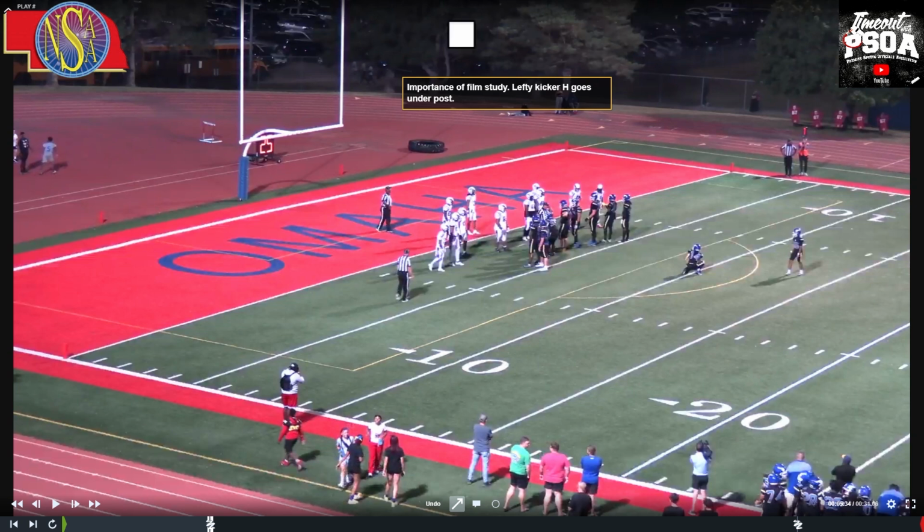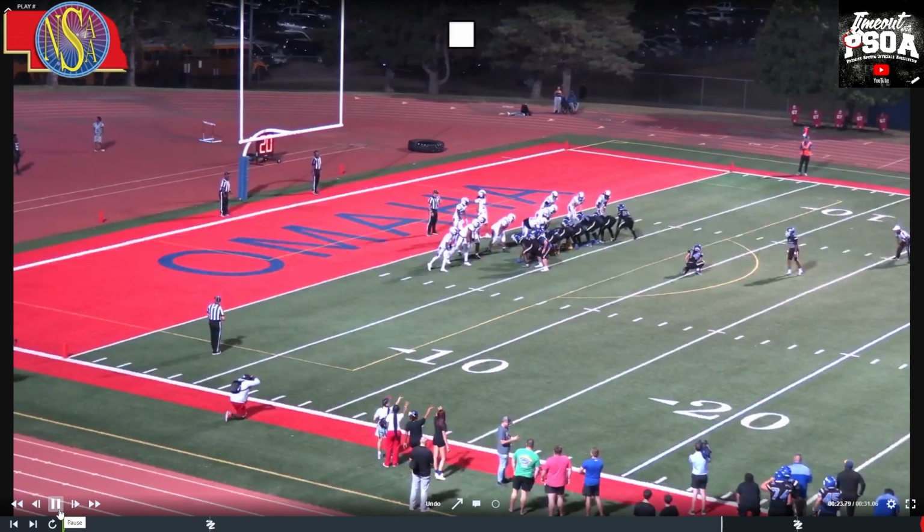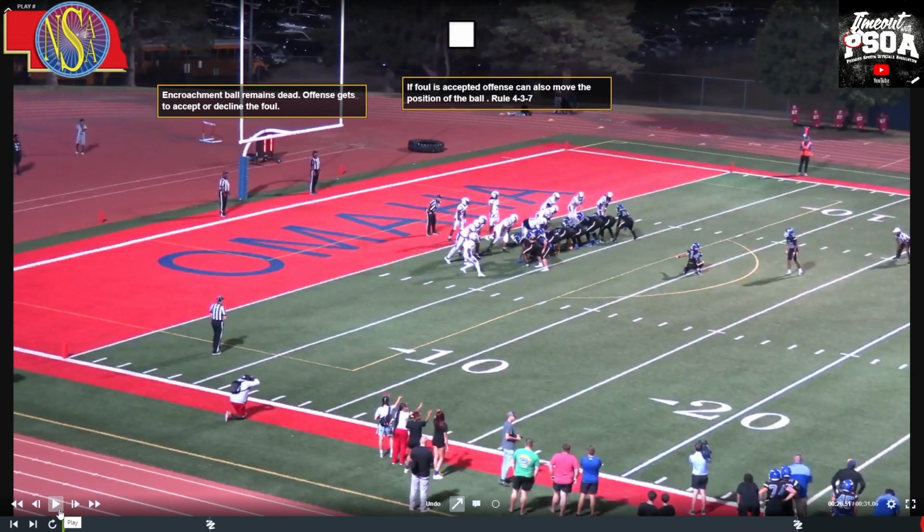So we see that the pass interference penalty was not enforced on the kickoff. So that's telling me it's going to be enforced on the free kick. As we move forward here, we are now ready. But we have encroachment. This is a dead ball foul in high school. The defense is not allowed to get back behind the line of the neutral zone and let this play continue.